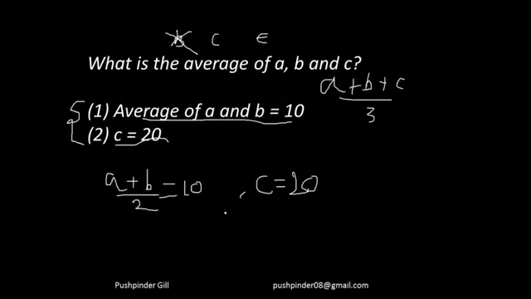See, I'm not calculating stuff here because I'm not wasting time calculating. I know the value of A and B, I know the value of C, so I can calculate the average of A, B and C. So my answer is C, because I'm able to combine both the statements and get the answer. Okay, so I hope this helps you.